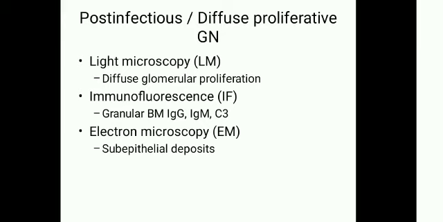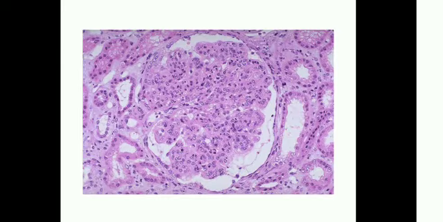Light microscopically you will see diffuse glomerular proliferation. The glomerulus will undergo an increased number of cells. Okay, and just remember these points. You need not remember everything in detail. Immunofluorescence, these are the features. Electron microscopy, these are the features. So granular IgG, IgM and C3 over the basement membrane and subepithelial deposits. So these features you should remember by heart. So this is the appearance of the glomeruli. Glomeruli are more cellular, with neutrophils inside the glomeruli because it is infection.